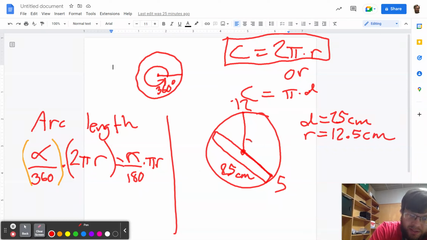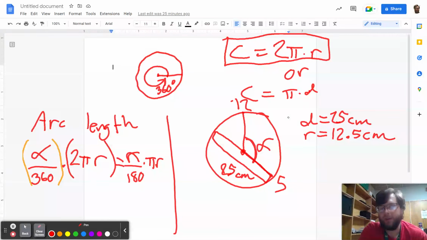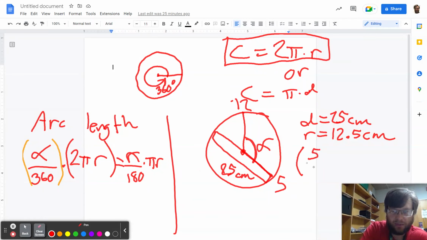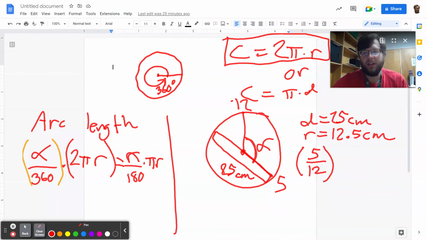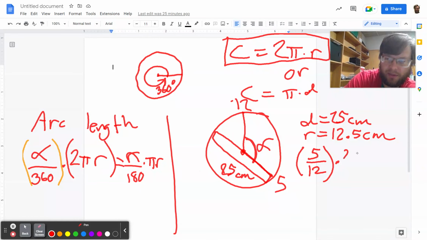And I want to find this angle here. That's my alpha. Find that angle between 12 and 5. One way that I can kind of cheat is I know that the fraction of the circle is just 5 over 12. How did I know that? Because there's 12 sections on a clock, and I'm covering 5 of them. So I could get away with doing 5/12 times 2 pi times the radius of 12.5, and that will work out.